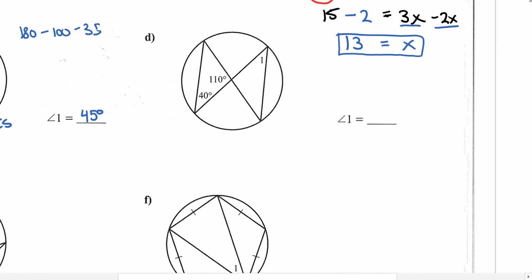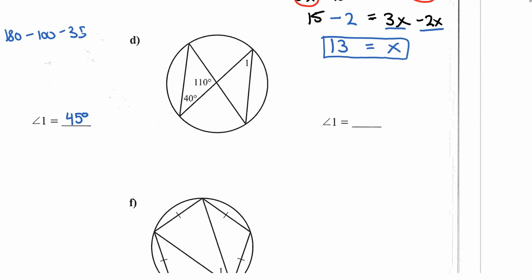Okay, let's move on to letter D. For letter D, there's 40 degrees here and 110 degrees there. I can find this red angle in the corner because angles in a triangle add to 180 degrees. So 180 minus 40 minus 110. If I compute that, I get 30 degrees. So this corner angle here is going to be 30 degrees.